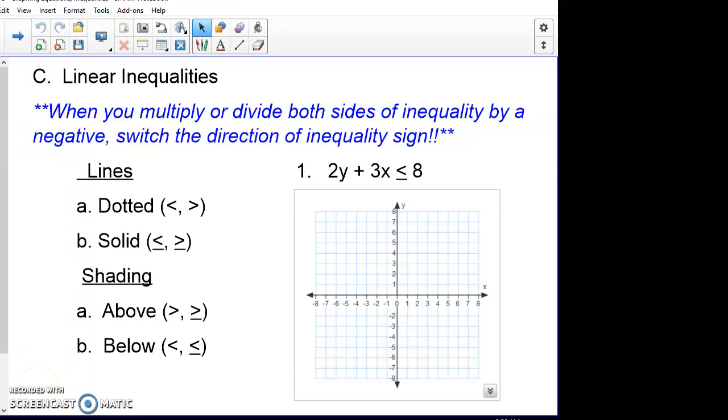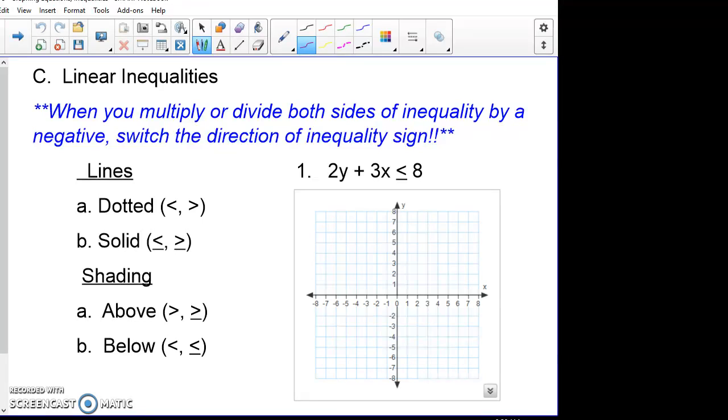Hi everyone. This video is going to cover the last little bit of graphing that we need to talk about, which is our linear inequalities. So yesterday we talked about graphing linear equations, and we're going to use that same concept today with the inequalities. First thing we need to do is review some of our basic information.